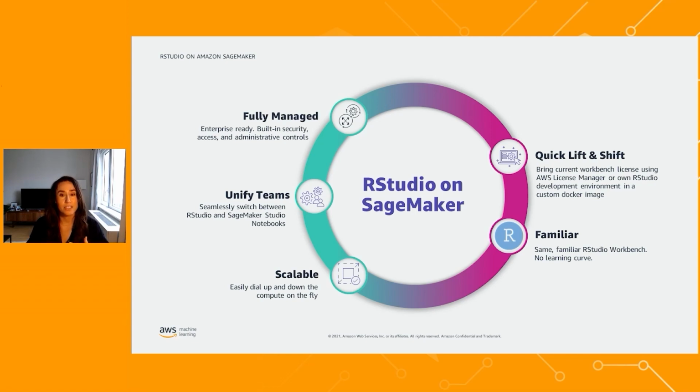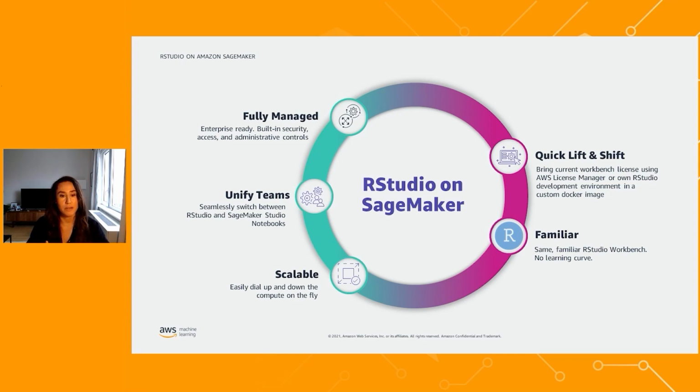Secondly, it's a quick lift and shift of your current RStudio license. So there's no need to do additional work with your license or any cost. It's very easy to migrate your current RStudio license to Amazon SageMaker with a few additional steps. It's also familiar. So the same RStudio Workbench that you currently use now is the exact same that you'll see on RStudio on SageMaker. So there's no need to reintroduce our developers with any new interfaces. It's all the familiar interface that you have now.